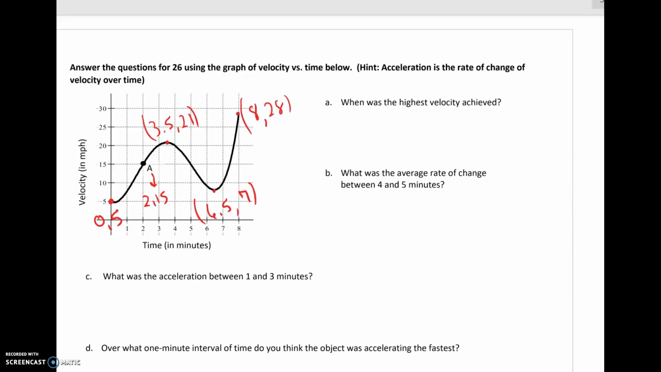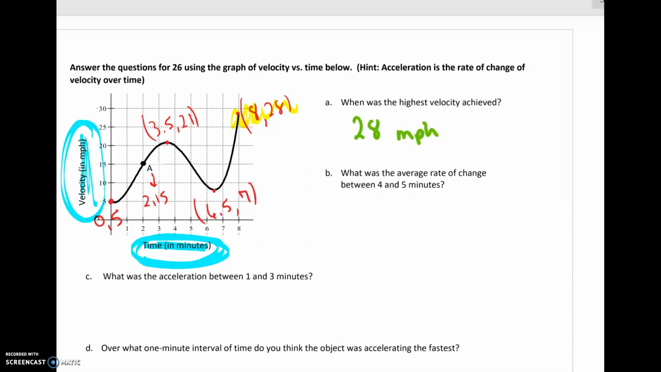All right, so what's this graph about? Well, the x-axis is the time in minutes, and this is the velocity. So basically it's saying how many minutes does it take us to reach this velocity, to reach the speed. So what was the highest velocity reached? That would be right here. So the highest velocity was 28 miles per hour. They don't ask when it was reached, so I don't need the 8.